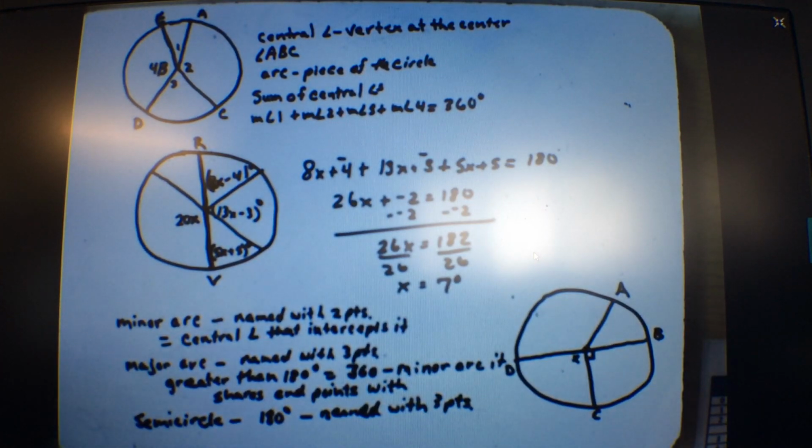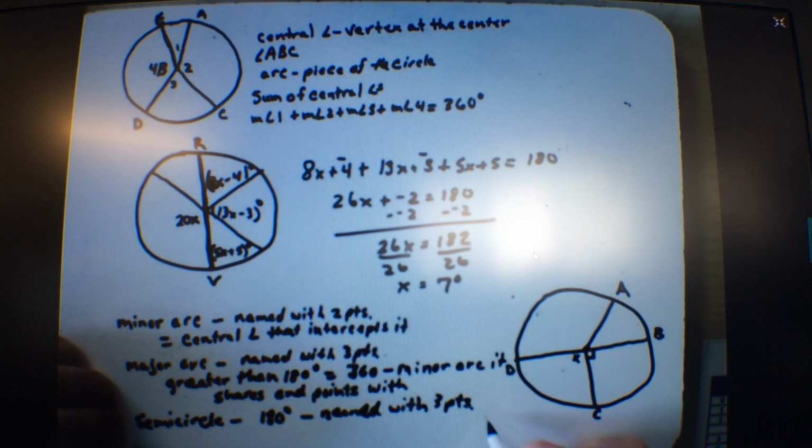Okay, if we take a look at this circle, X is in the center. This is A, B, C, and D. Okay, DB is a diameter. Line segment DB is a diameter.